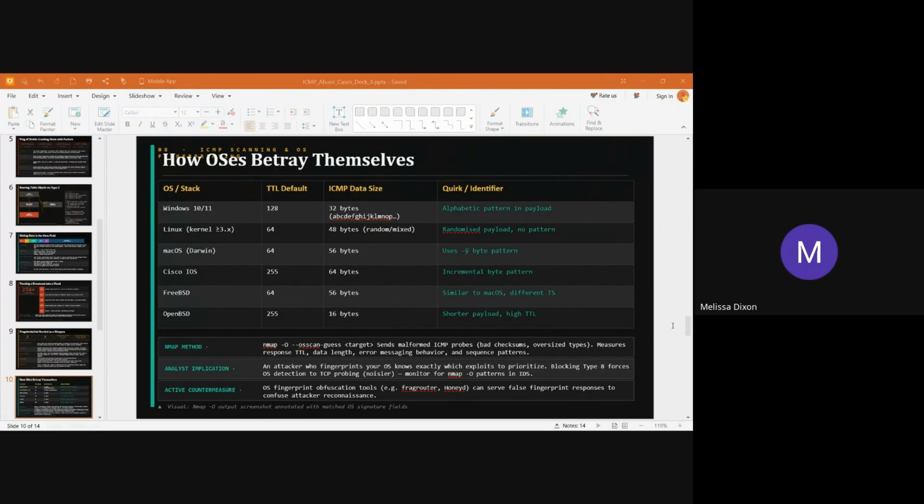If your IDS alerts on an Nmap -O probe battery, what does that tell you about where in the kill chain the attacker is? Well, basically, it's at the pre-exploitation reconnaissance. They haven't even touched any ports yet, essentially.